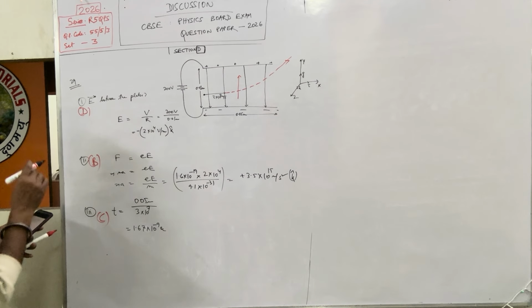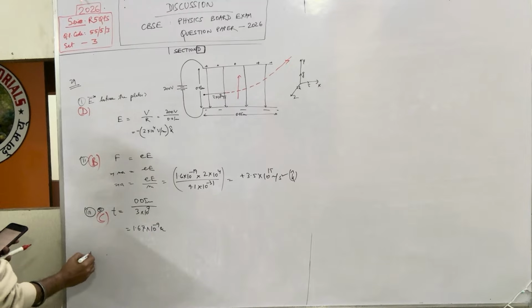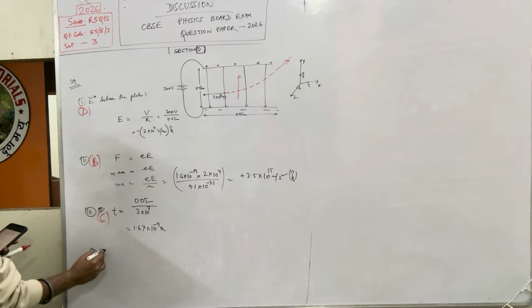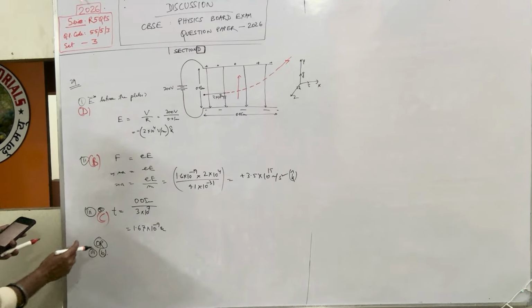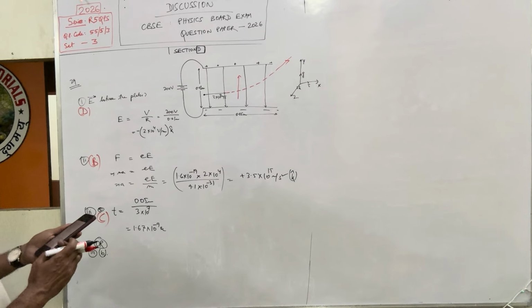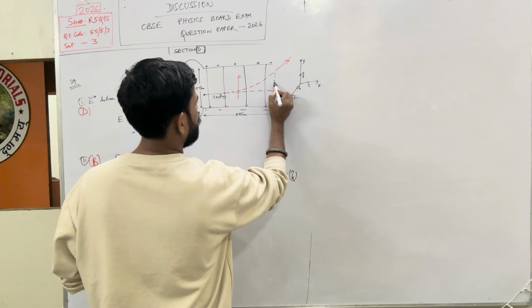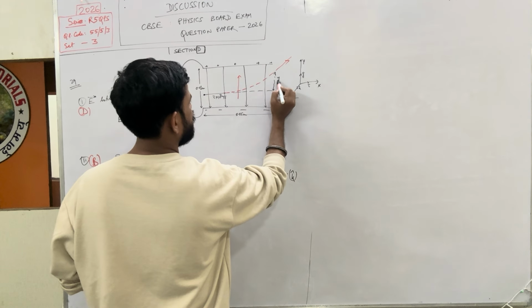The OR part, third B. It is asking for the vertical displacement of the electron which travels between the plates. So this Y is the vertical displacement.